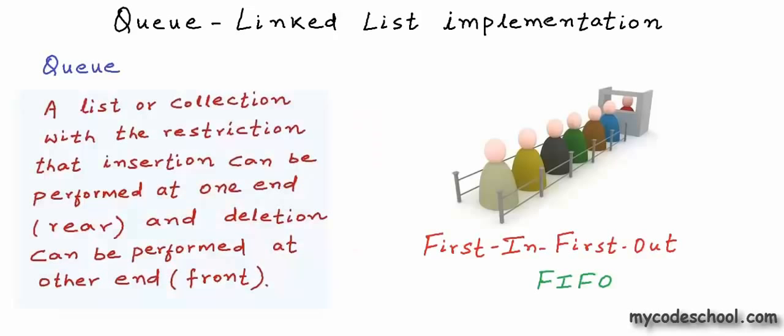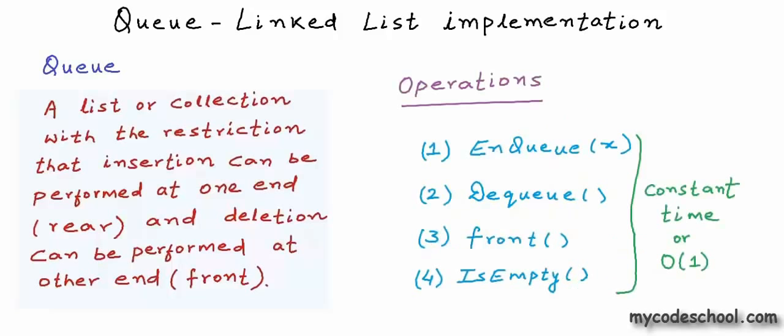Queue data structure is a list or collection with this restriction that insertion can be performed at one end and deletion can be performed at the other end. These are typical operations that we define with queue. An insertion is called enqueue operation and a deletion is called dequeue. The front function should simply return the element at the front of the list, and isEmpty should check whether the queue is empty or not. And all these operations must take constant time. Their time complexity should be big O of 1.